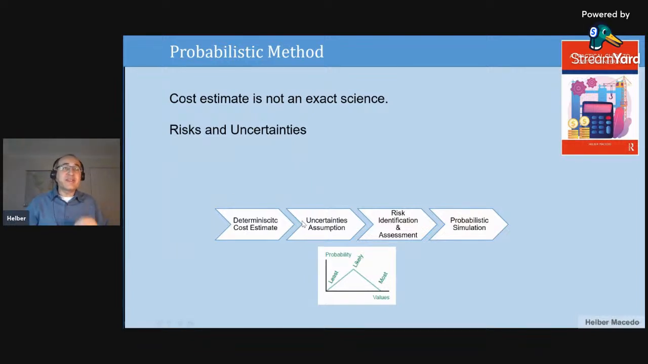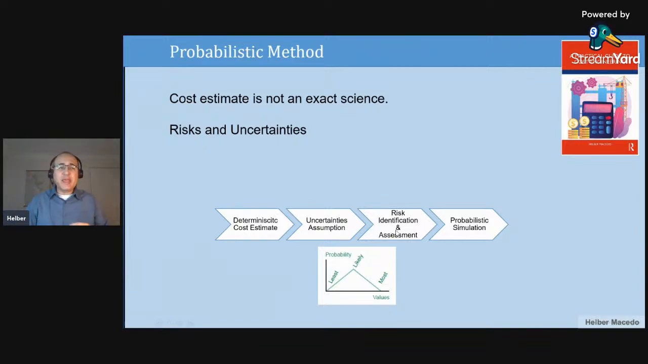Then you will include uncertainties. You need to make assumptions about your uncertainties. For example, you can define a range of possible values for the salaries. You can also define a range of possible values for the duration of each activity. Normally you can use a distribution, for example a triangular distribution, where you define three values: the most likely, the optimistic, and the pessimistic value. Then you use this input to run your simulations for all these uncertainties.